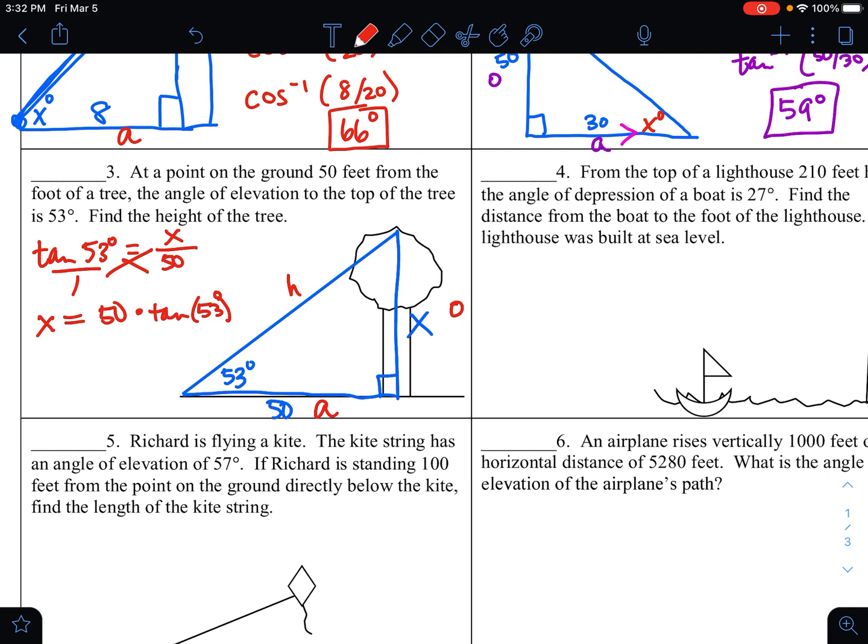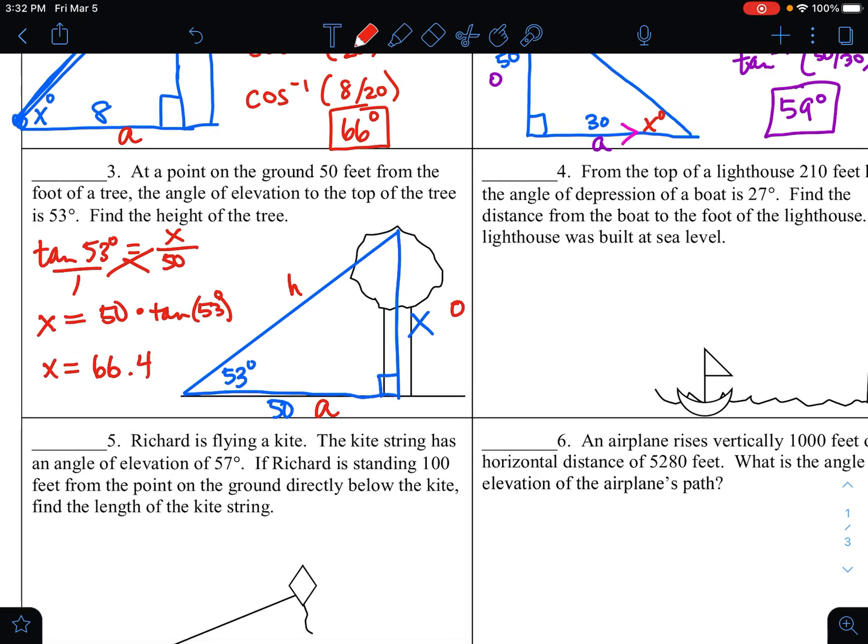And looks like I just multiply. So 50 times tangent of 53. Now at the top it said round to the nearest tenth. So let's call that 66.4. And I do have a measure. We're in terms of feet. So always label, if you have a label, your final answer. So that one is finding a side length, so we're not doing an inverse sine, cosine, tangent. We're doing a regular sine, cosine, and tangent.